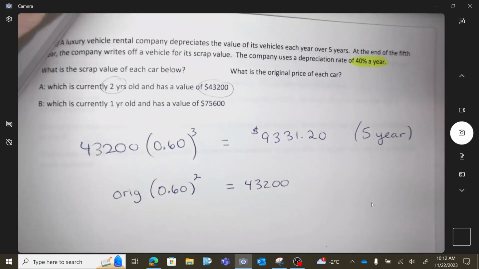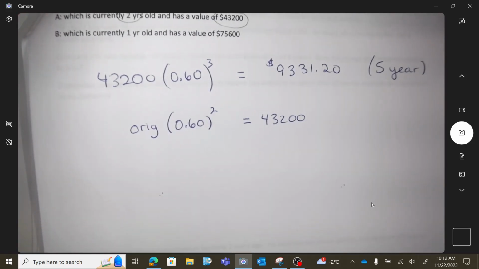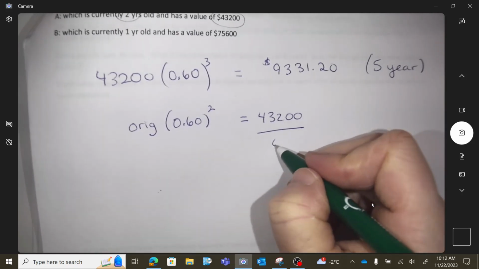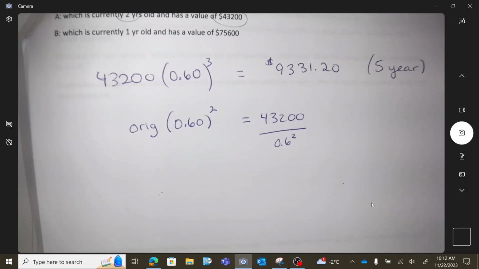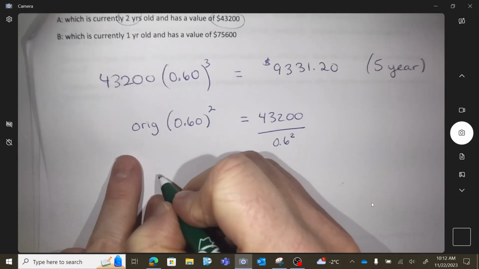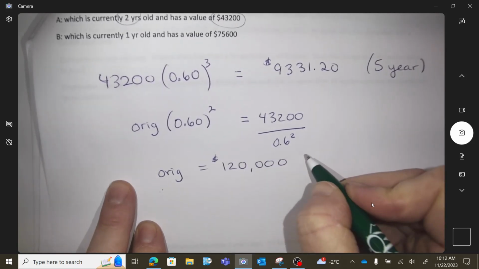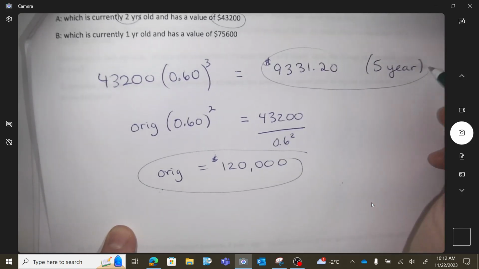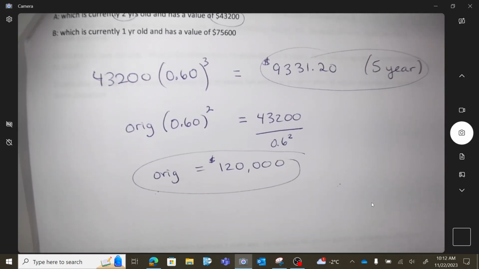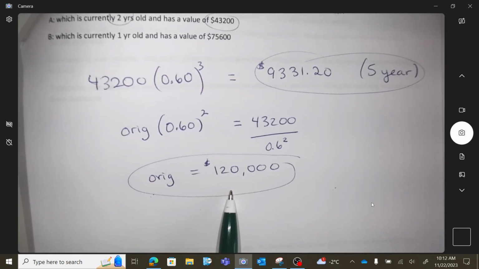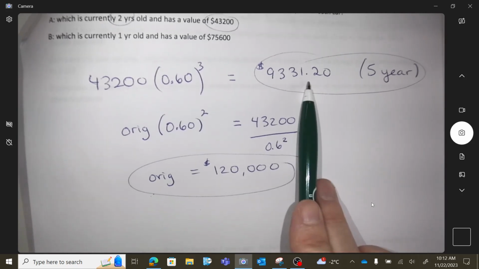Okay, what kind of math would you do here? How do I get this alone? I would divide, right? Divide it out. Okay, isn't that sad? A car that started out 5 years later, worth that much.